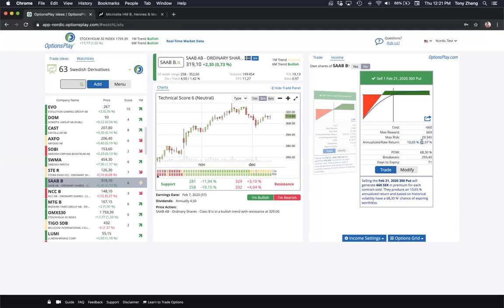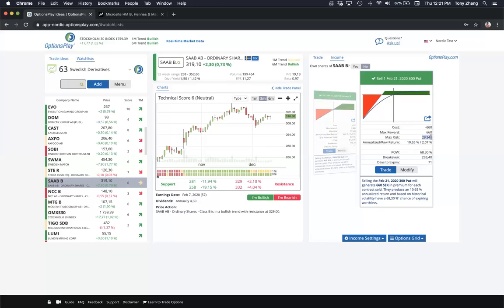660 crowns means a 2% discount on your stock in the next 71 days, because there's 71 days until February 21st. So you're going to collect 660 crowns on the 29,000 crowns in cash that you have to put aside, which annualizes out to 10% on the cash. So this income comes out to be about a 10% yield on your cash.